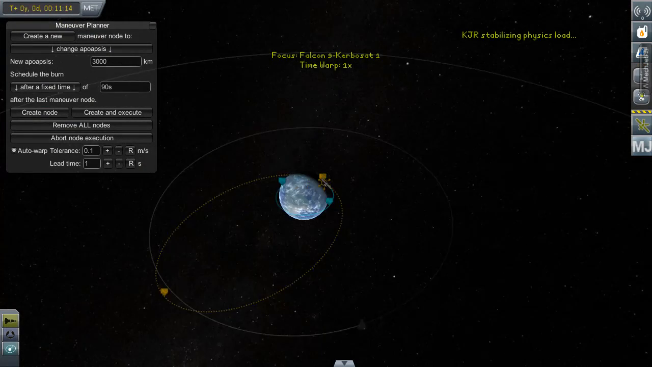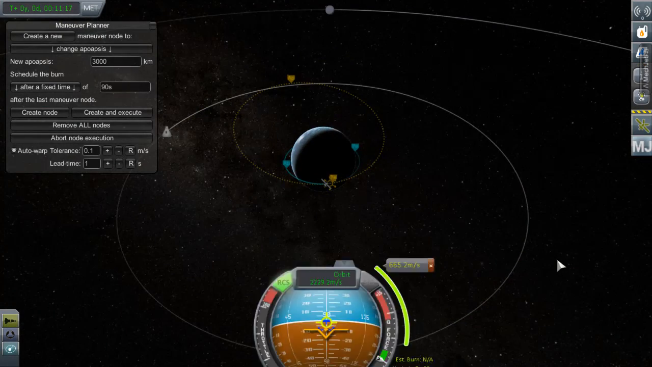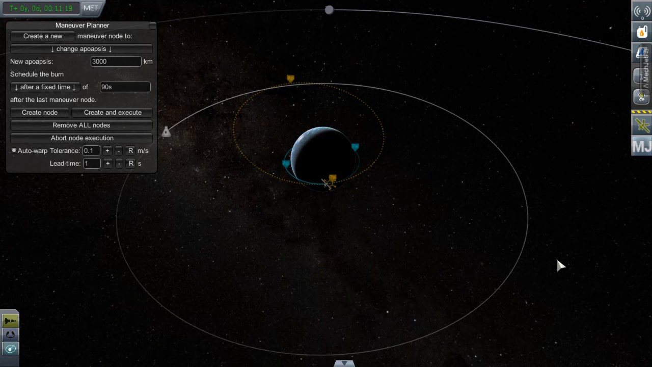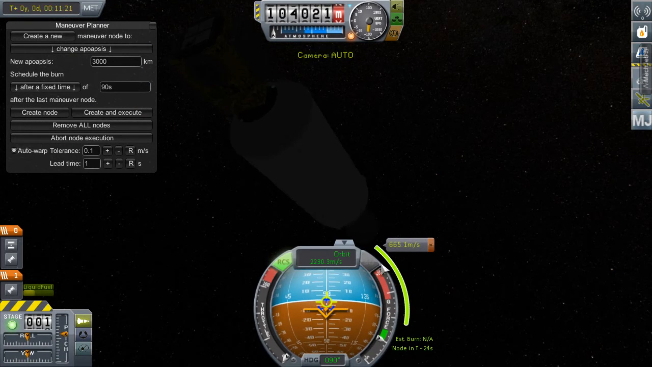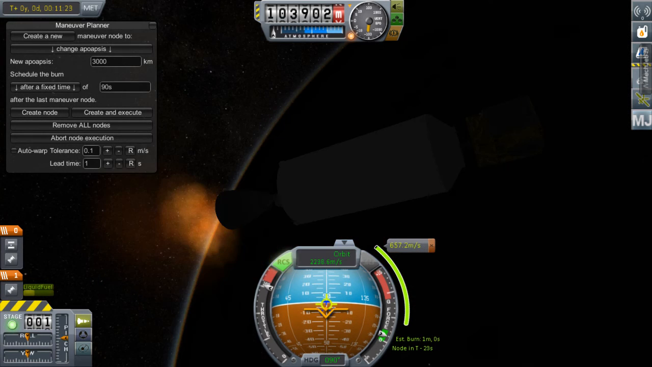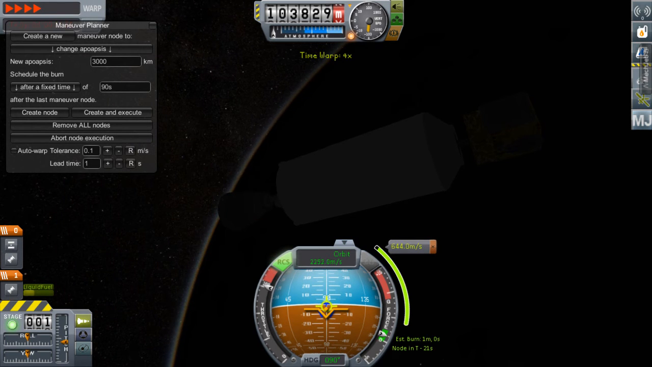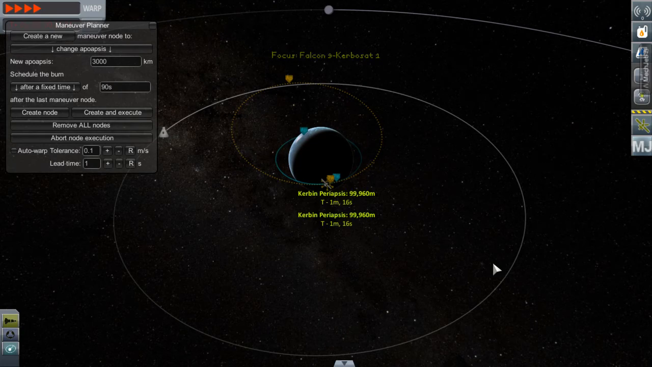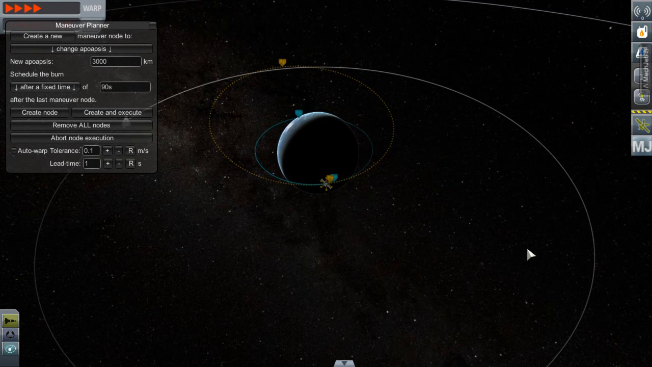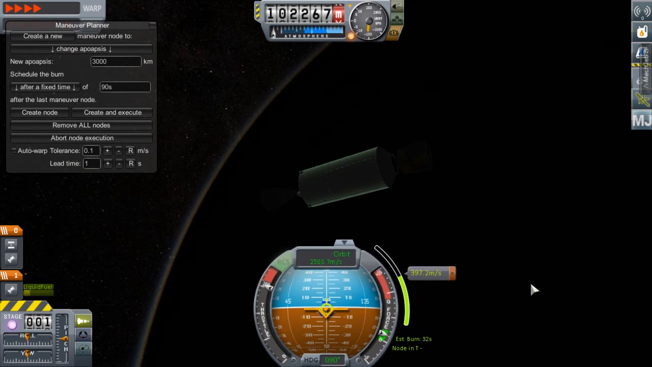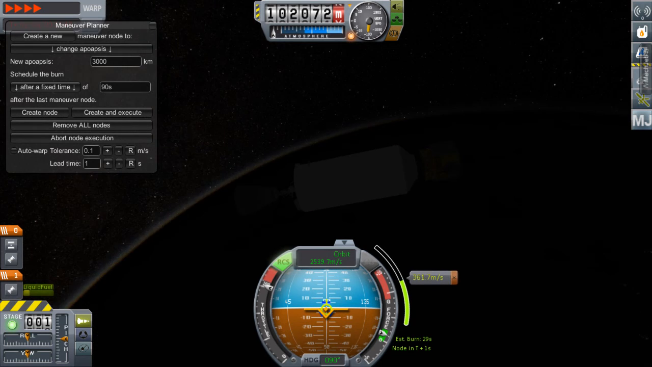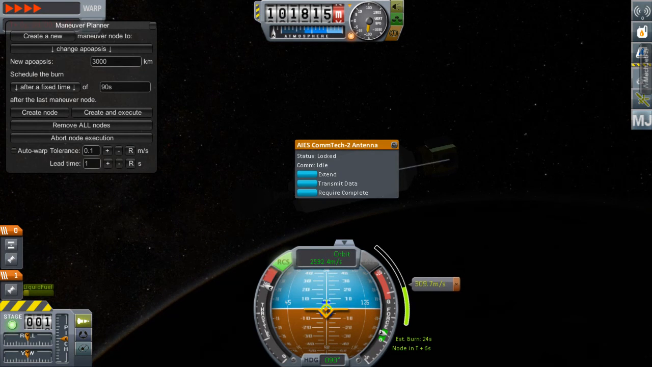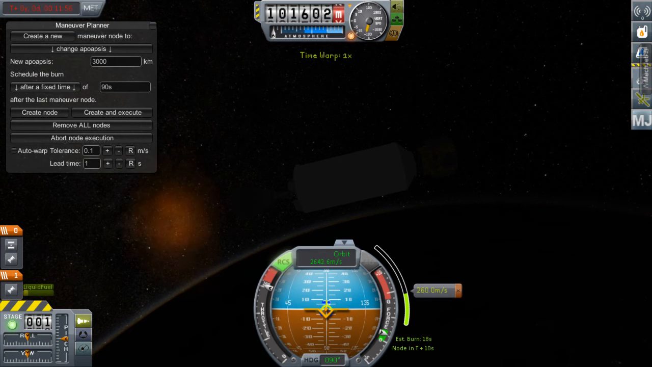This burn is 633 meters a second. It's 660 odd meters a second. And we have the burn start. Falcon 9 Merlin vacuum engine burning 25 units of fuel per second. It's now pushing Kerbosat 1 onto a geostationary transfer orbit.